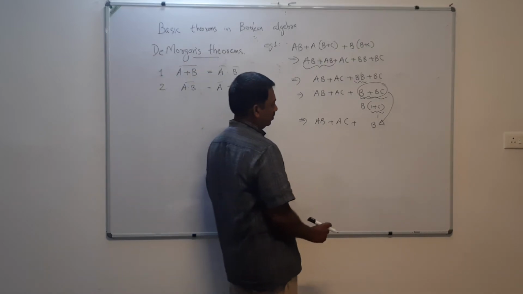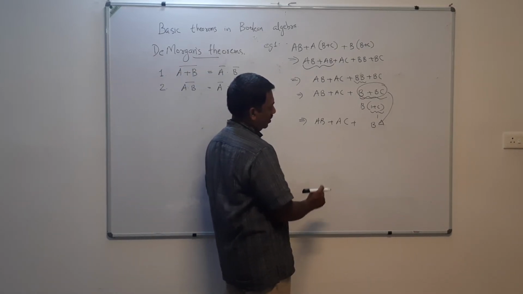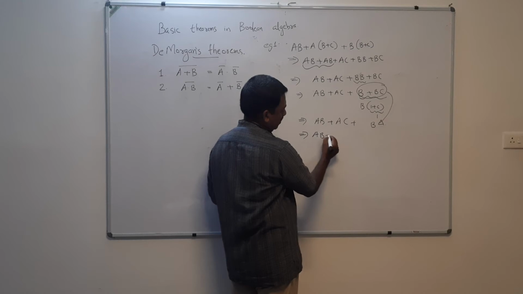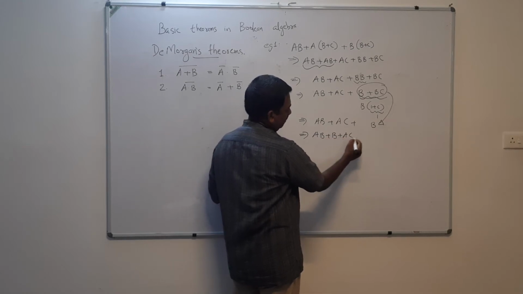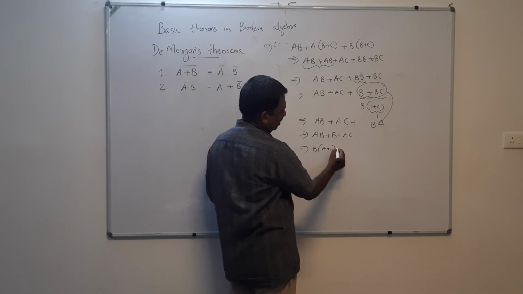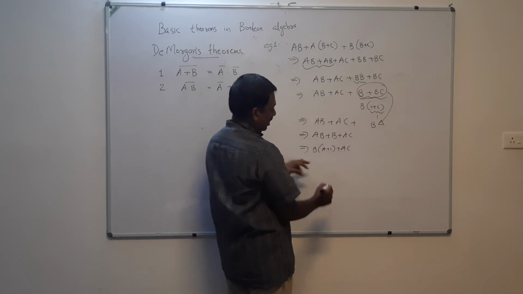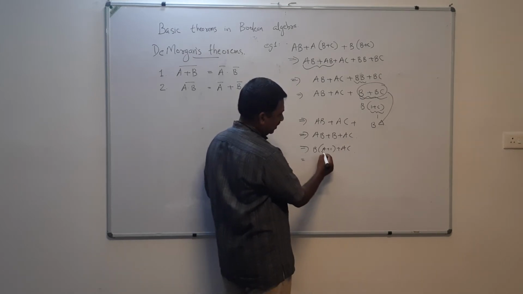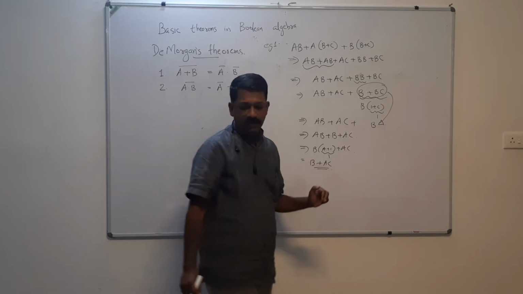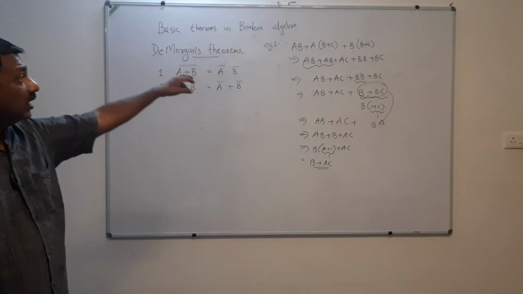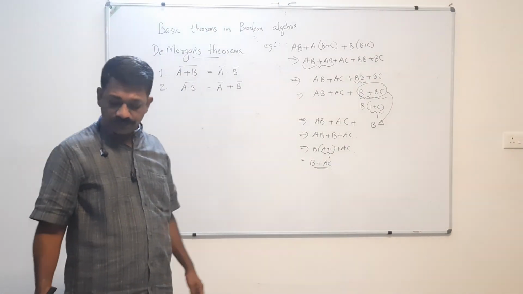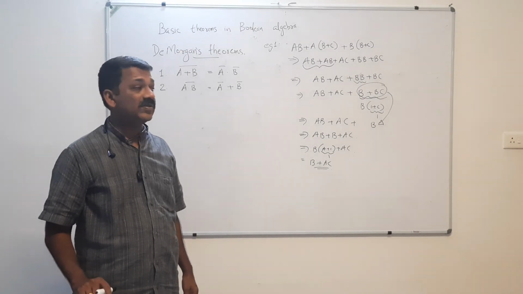Now AB plus B plus AC. This is B into A plus 1, plus AC. A plus 1 is equal to 1. That means this is reduced to 1. So B plus AC. This is the result. So AB plus A into B plus C plus B into B plus C is reduced to B plus AC.